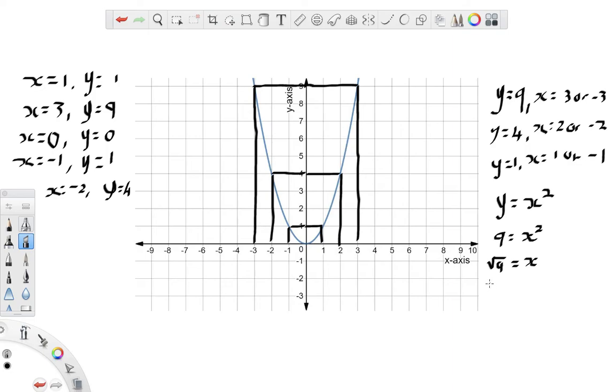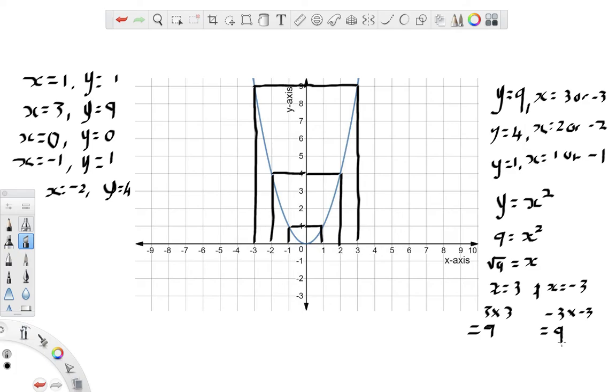Well, the square root of 9 can be both positive and negative, because we could have x is equal to 3, and x is equal to -3. Well, why is that? Well, squared means you times the thing by itself. So for x equal to 3, we've got 3 times 3, which is equal to 9. But we also have -3 times -3, and -3 times -3 is also 9, because two negatives make a positive.